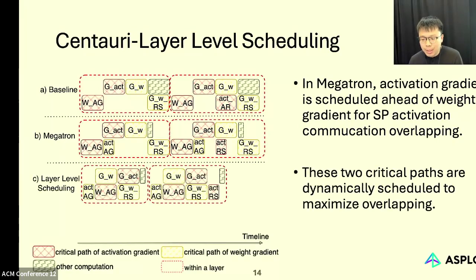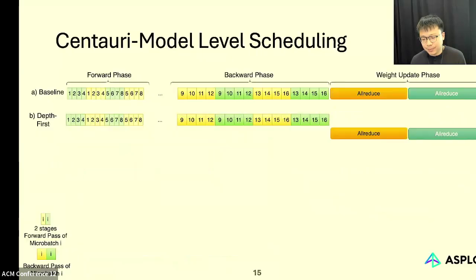However, Centauri maximizes the overlapping through dynamic scheduling, as shown in figure C. We first update the weight gradients, followed by the activation gradients. This dynamic scheduling exhibits a better overlapping space.